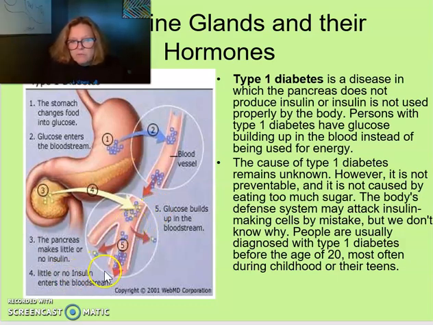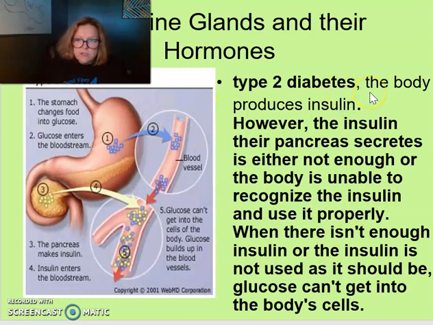So you're getting little or no insulin. When you have type 1 diabetes, your insulin production is either non-existent or just not enough. And so glucose will build up in the bloodstream, and that's not good. It's not caused by eating too much sugar at all. The body's defense system may attack the insulin making cells by mistake, but we don't know why. So this used to be called juvenile diabetes. We call it type 1 diabetes now, but people are usually diagnosed with this before the age of 20, like in their childhood.